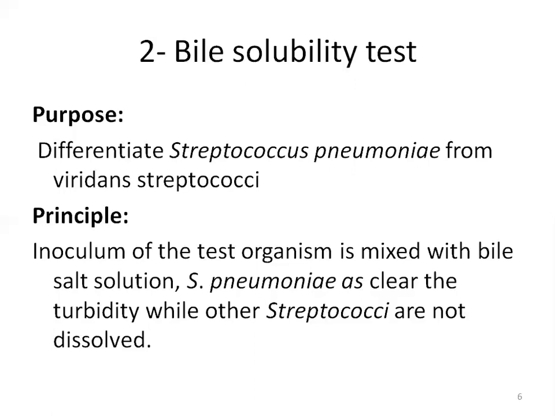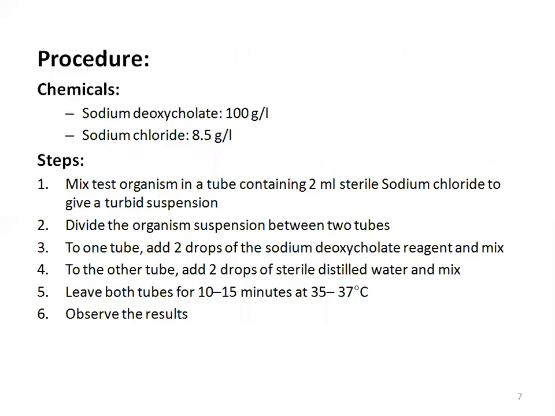Let's move towards the detailed procedure. The chemicals which are required for this test are sodium deoxycholate 100 gram per liter and sodium chloride 8.855 gram per liter. First, mix several colonies of the test organism in a tube containing 2 milliliter of sterile sodium chloride solution. That is, it must be microbe free. And it will give a turbid suspension.